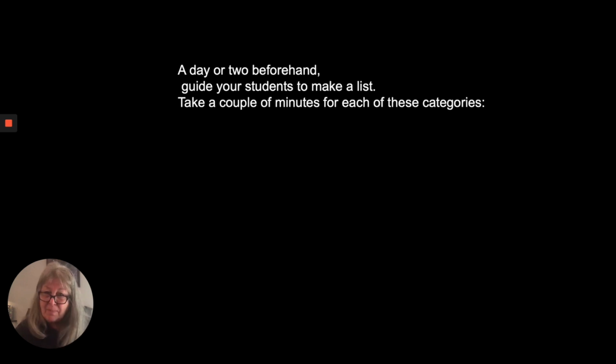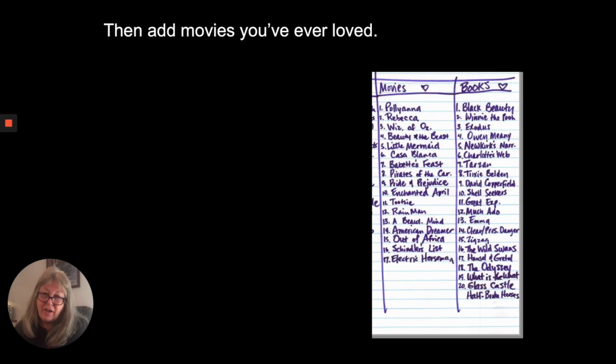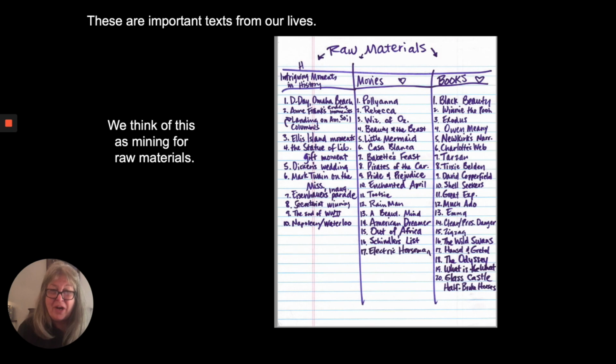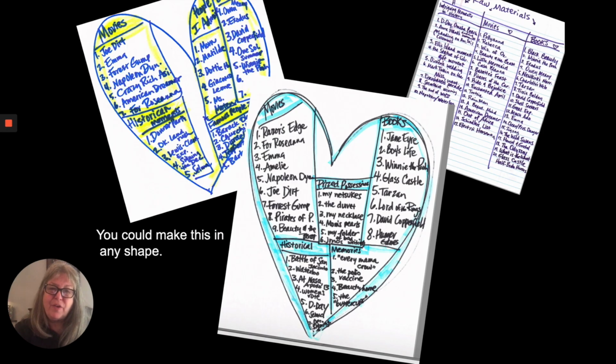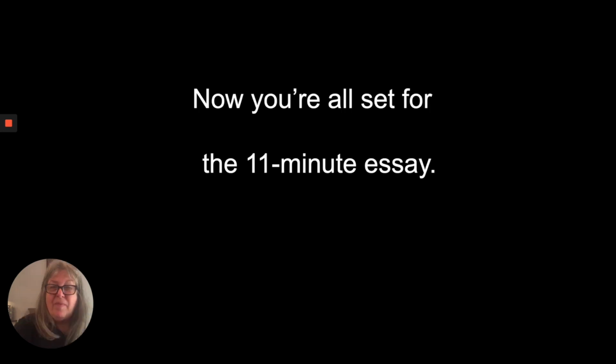Have students compile a list similar to this. Stories they've loved, movies they've loved, intriguing or interesting moments from history, and then they have a bank of raw materials. They can put these anywhere, like in the backs of their journals or in their writing folders. They could be in just about any shape. So now, once they have that bank, they're all set for the 11-minute essay.